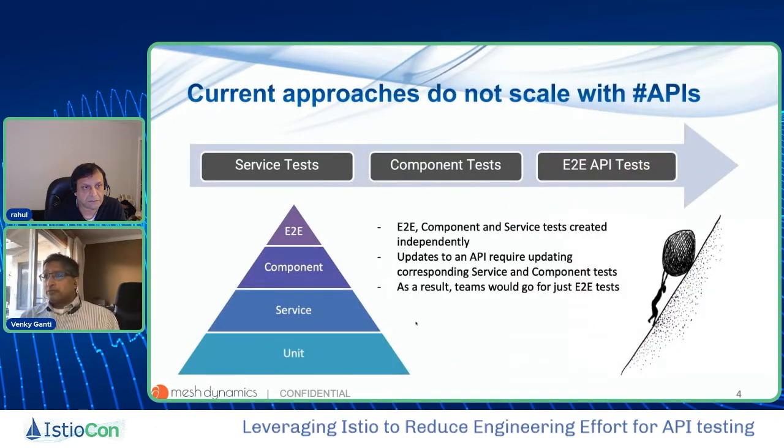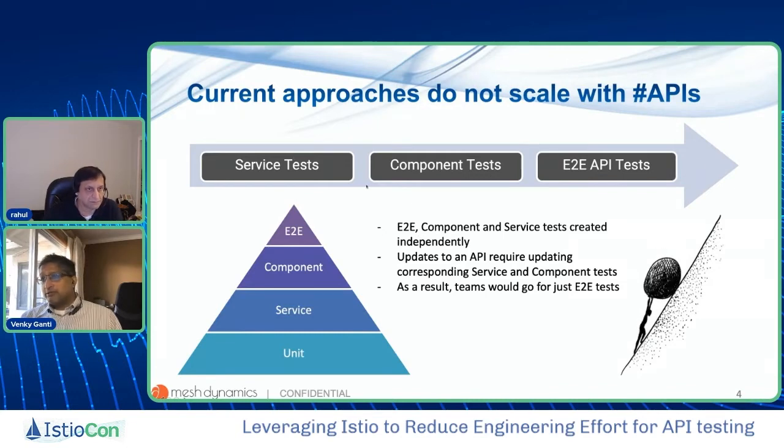And what we are observing is the current approaches to create the service tests, the component tests, and end-to-end tests do not scale, as I already highlighted earlier in the first slide, with the number of APIs and API interactions, right? So the typical approach is, first of all, these end-to-end, component, service tests, API tests are all created manually by engineers. Then they need to create the test scenarios, the test harnesses, the test data, the mock data, everything by hand, and they're all created independently as well.